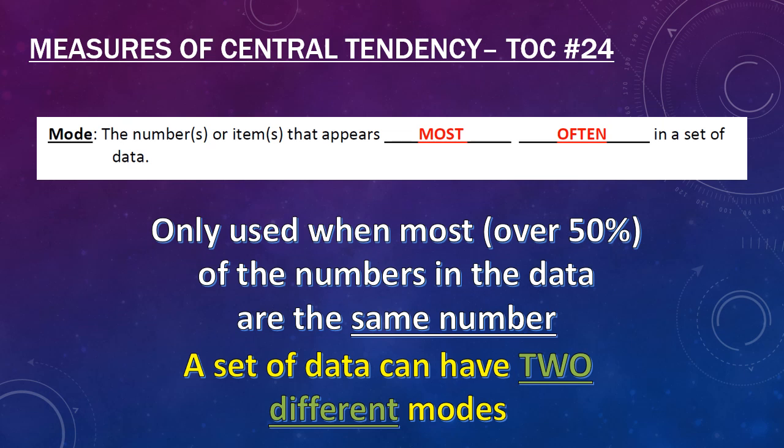You might want to write a little note here that the mode is the most popular. It's when you say what's the one that was voted for most, or what was the favorite ice cream, or what's the most popular shoe size. Those are the things that are going to be the mode when you're looking at measures of center.